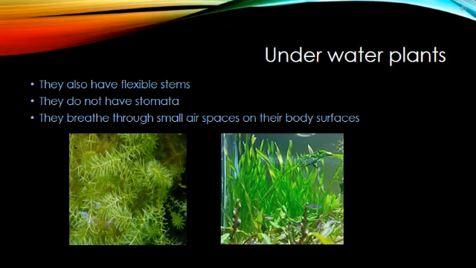Next type is underwater plants. Now plants such as hydrilla and tape grass, they grow under the water. Now hydrilla has thin small leaves, while tape grass has narrow leaves that look like ribbons. Now these kinds of plants, they also have flexible stems. The thin leaves and flexible stems help these plants to let the water flow easily over them. Now they do not have stomata, so they breathe through the small air spaces on their body surface.